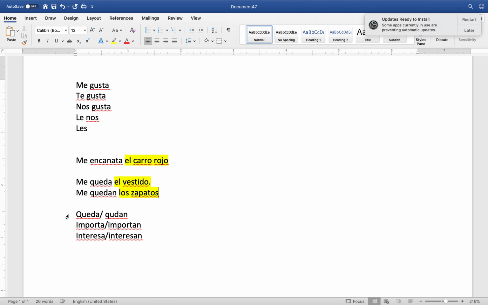So you're going to use the verb here, quedar, right? Importar and interesar, okay? So quedar will be queda or quedan, depending on the noun, if it's singular or plural. Importar is importa or importan. Interesar is interesa or interesan. Plus the pronouns, okay? Me, te.